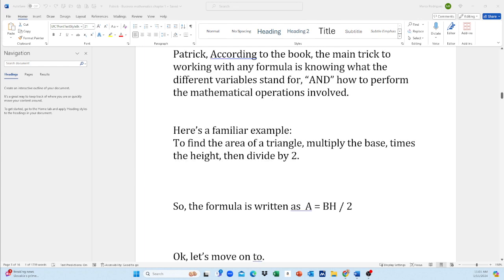According to the book, the main trick to working with any formula is knowing what the different variables stand for and how to perform the mathematical operations involved. Here's a familiar example. To find the area of a triangle, multiply the base times the height, then divide by 2. So, the formula is written as A equals BH/2.